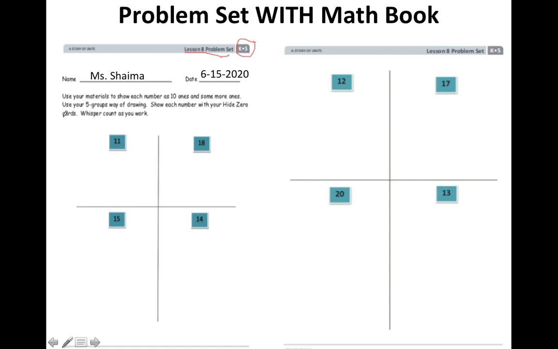Use your materials to show each number as 10 ones and some more ones. Use your 5-group way drawing to show each number with your hide 0 cards and whisper as you count. It's okay if you don't have a hide 0 card, that's fine. We are going to make 14. The reason why is because I have a lot of space I can draw on. Remember what I said earlier, your 10 frame doesn't have to be perfect. As long as there are 10 spaces, you're perfectly fine.